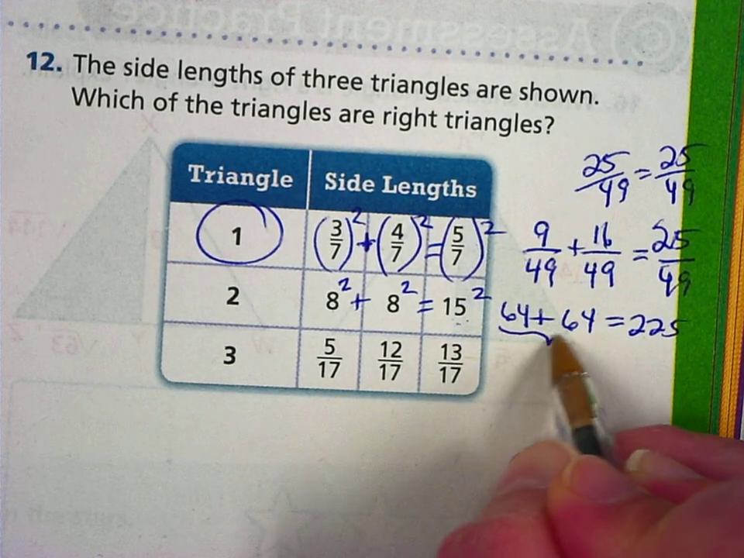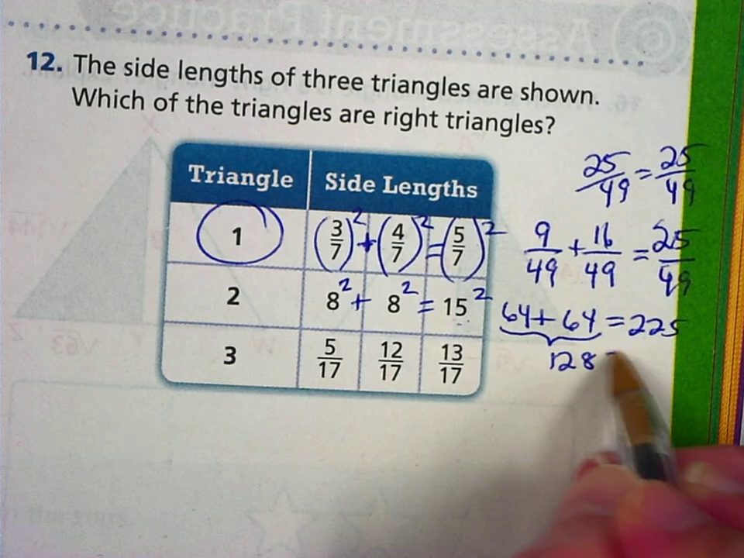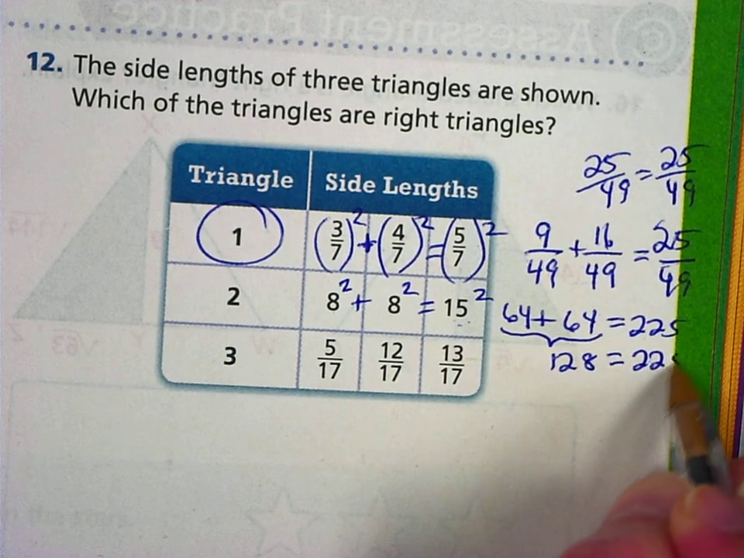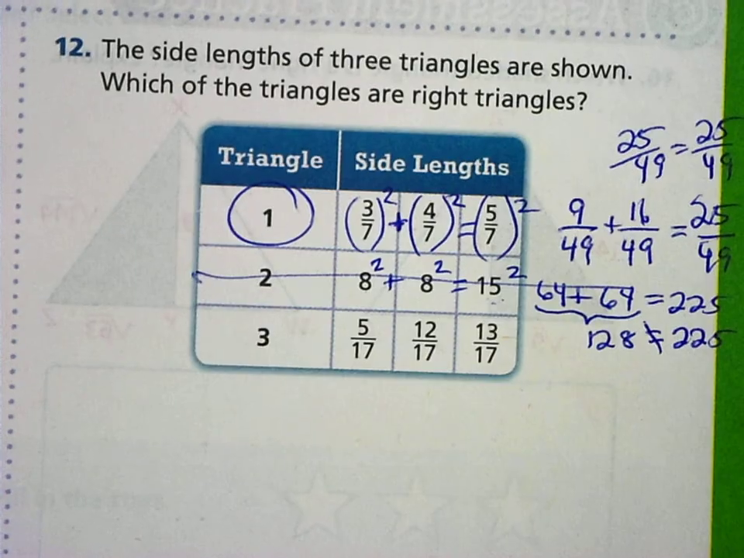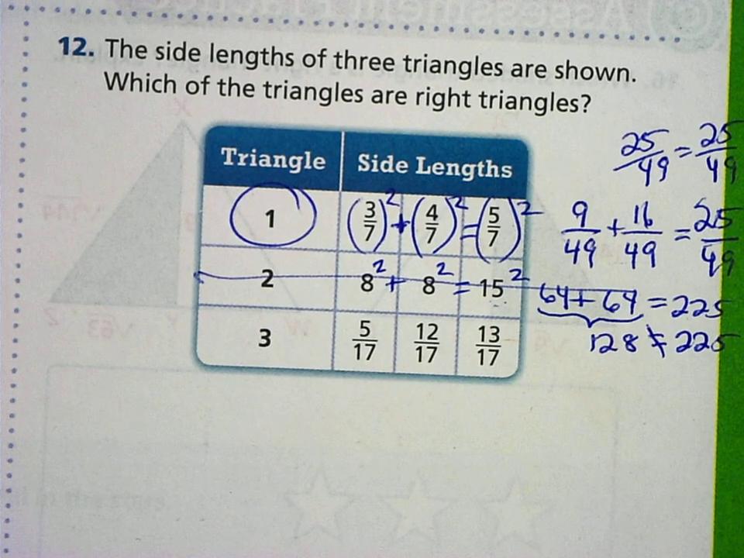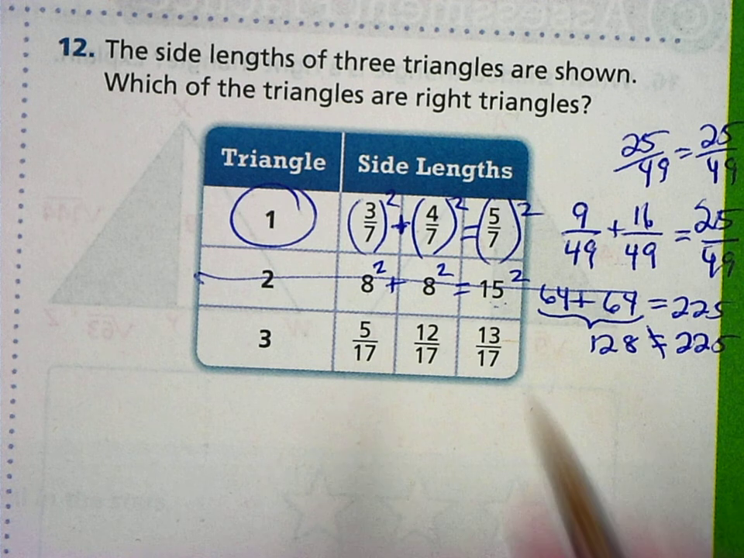Okay, I know that 64 plus 64 is only 128. That does not equal 225. So triangle 2, those cannot be the sides of a right triangle because a squared plus b squared does not equal c squared in that case.